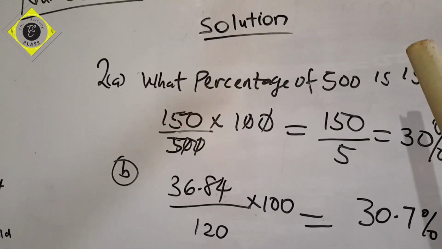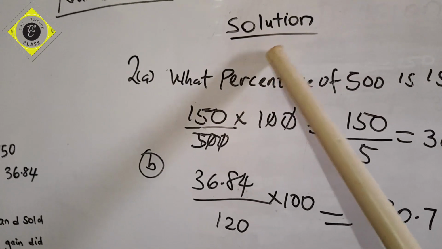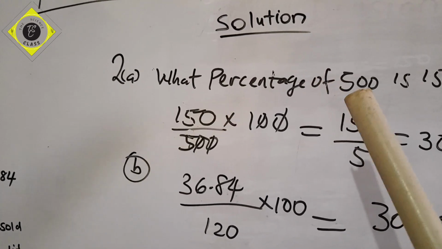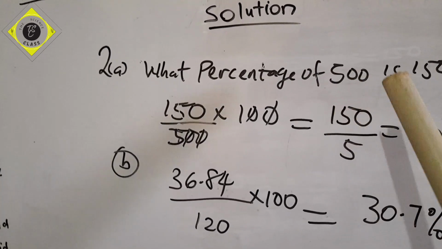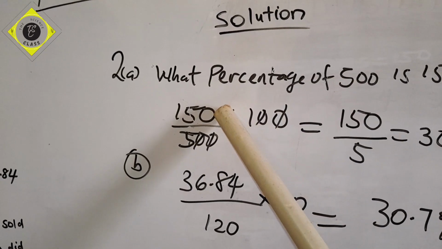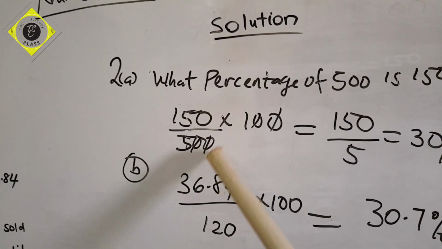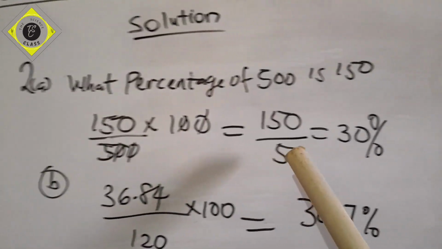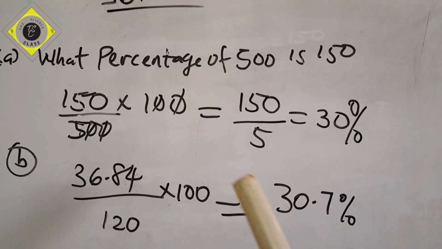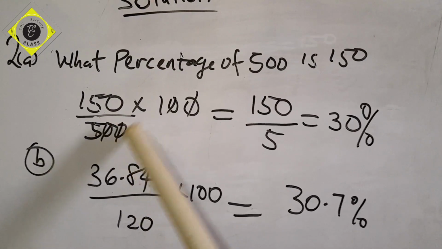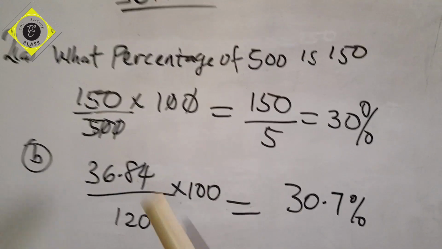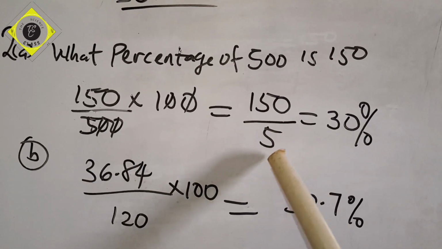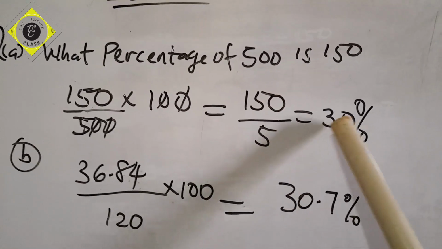You understand? But if it was a number carrying a percentage at the back of it, as in example 1, then you know that you are dividing by 100. So in this case, it is going to be 150 over 500 times 100 to get what percentage. So we can just see that this 100 cancels these 2 zeros at the back of 500. Then you have 150 over 5. So 150 divided by 5 gives us 30%.